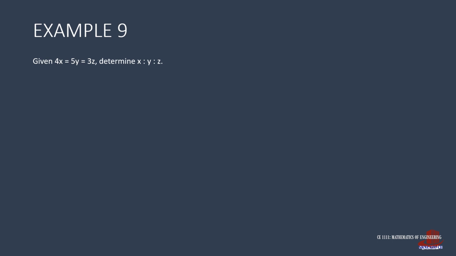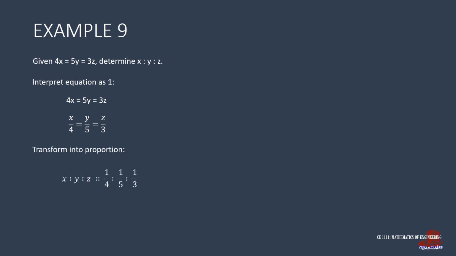Example 9 is again similar to example 8. Given 4x is equal to 5y and also equal to 3z, determine x is to y is to z. From the premise, 4x is equal to 5y as equal to 3z. Analyze this with a ratio of 1. It takes 4 of x, 5 of y, and 3 of z to make 1. If we extract x is to y is to z, we take 1/4 is to 1/5 is to 1/3.